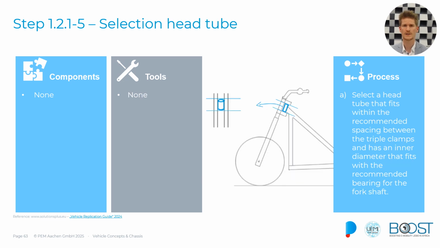Let's move on to the selection of the head tube. Now the head tube is something that we see over here, which is in this case currently not going to see the presenter. Sorry for that. So it's placed over here, and this is now the front view of that. So it's basically just something where we can later put a bearing in. So we have to select a head tube that fits the sort of spacing between the triple clamps and has an inner diameter which also fits to the bearing that we want to choose.